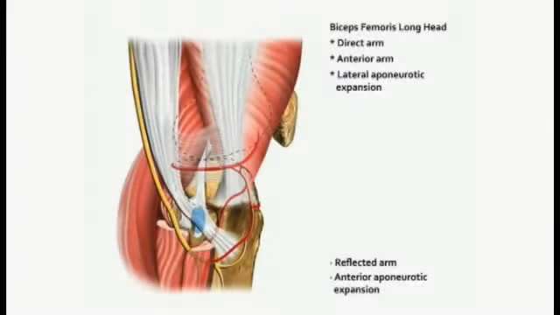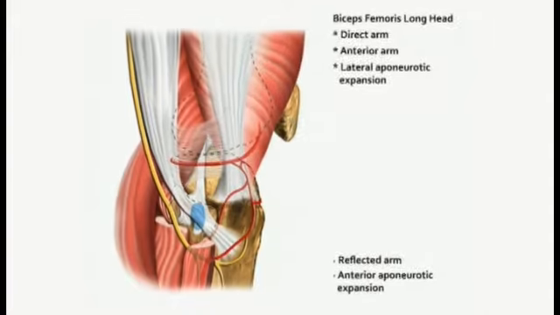The biceps muscle is a fusiform complex formed from two heads, the long head and the short head. We will begin with the long head. The long head has been described as having 5 attachments. The 3 main attachments are the direct arm, the anterior arm, and the lateral aponeurotic expansion.